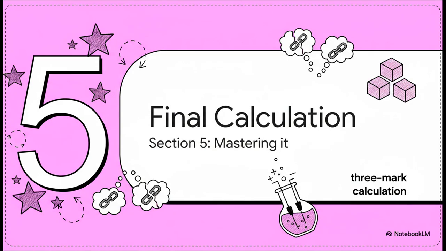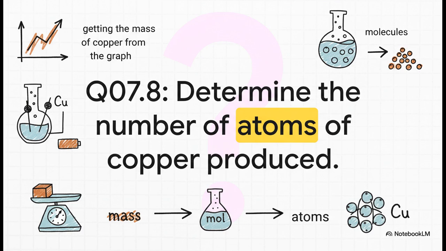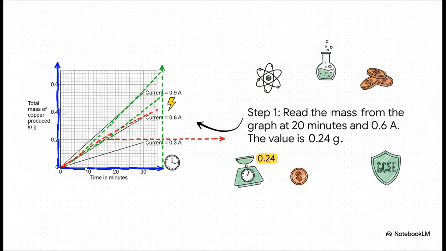All right, deep breath, we're at the final boss, the big 3-mark calculation. Now these can look a bit scary, but trust me, if we just take it step by step, it's totally doable. So here's our 3-step plan. Step 1, get the mass from the graph. Step 2, turn that mass into moles. And step 3, turn the moles into the actual number of atoms. Let's do it.